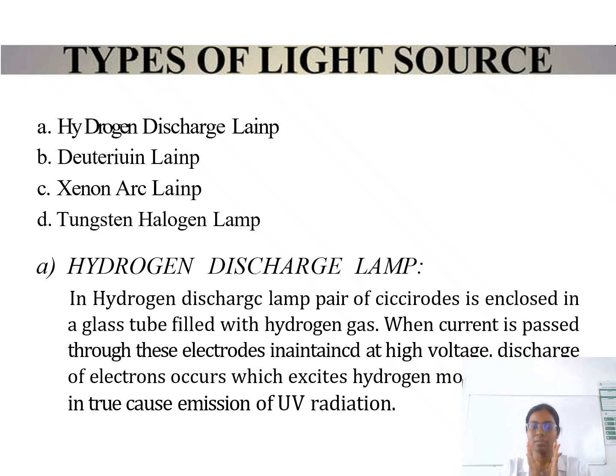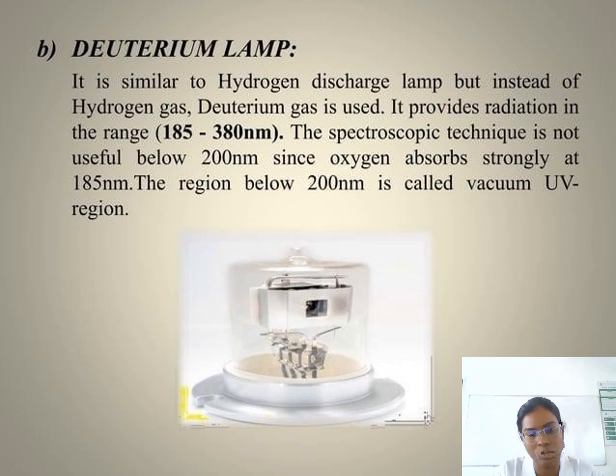So what does the hydrogen discharge lamp mean? The hydrogen discharge lamp is a pair of electrodes in an enclosed glass tube filled with hydrogen gas. When current is passed through the electrodes, a high voltage is maintained. So a discharge of electrons occurs, which excites the hydrogen molecules and causes emission of UV radiation.